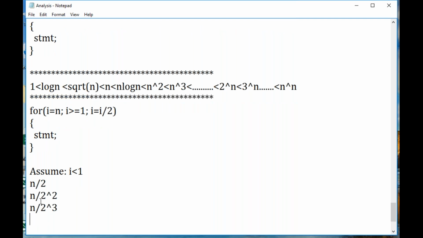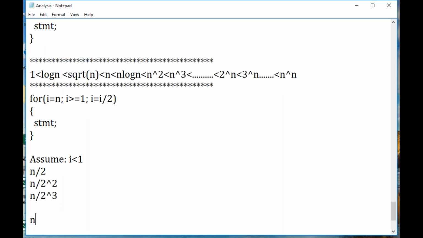Guys, are you following this one? Are you able to get this one, ma'am? Come on, answer me. Yes, ma'am. Okay. So in this way, I'll keep on going until n divided by 2 power k, this iteration will be done.